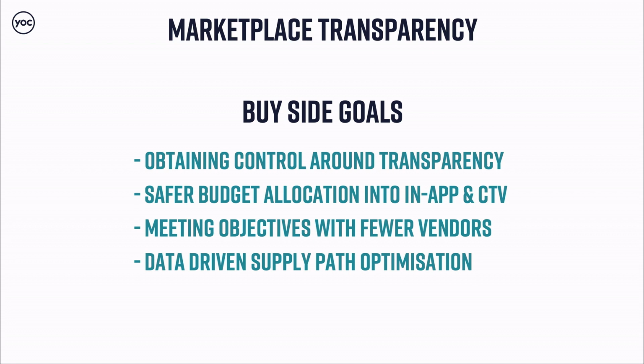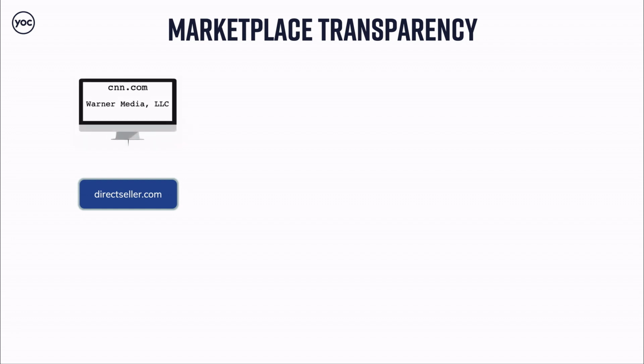So how are these two new tools, sellers.json and supply chain object, going to help the industry? Let's take a look at the scenario where they're not in place. Let's assume there is a supply-side platform which is called Direct Seller. They are working with Warner Media LLC, a big trusted publishing house, and the ad request is coming from website cnn.com, owned and operated by Warner Media, straight to the direct seller.